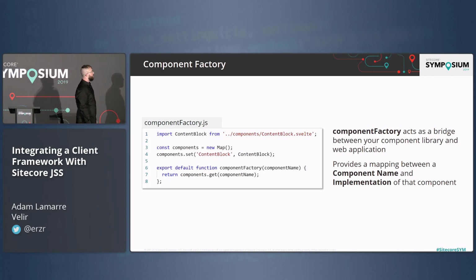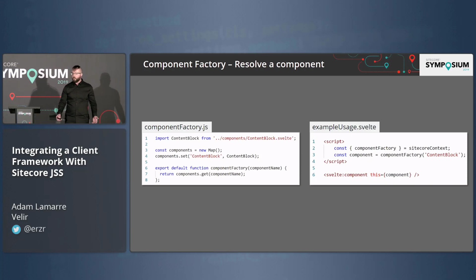Basically, I'm importing my one component. This doesn't actually live in the component library, but it is a big part of it. I'm importing my component block from my web application, and I'm starting a dictionary essentially. The key of this dictionary is the component name itself, and the value is the implementation of that component. Then we're just exporting a single function called component factory. This function accepts a component name, and it just gets returned from the dictionary if it's present inside of it.